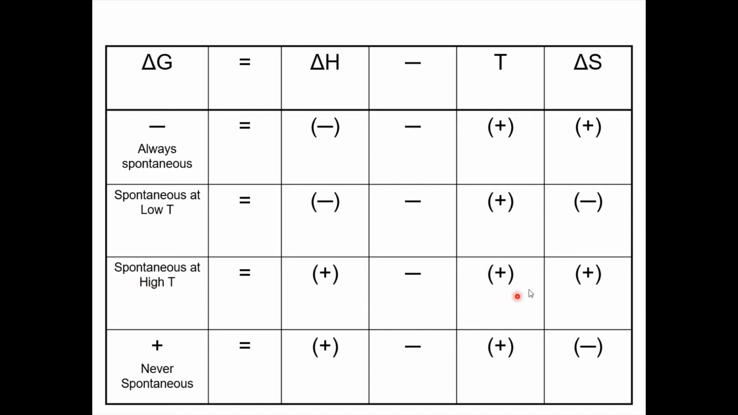So the bigger your temperature, the bigger your T delta S, and therefore the bigger number you'll have to subtract from your delta H.